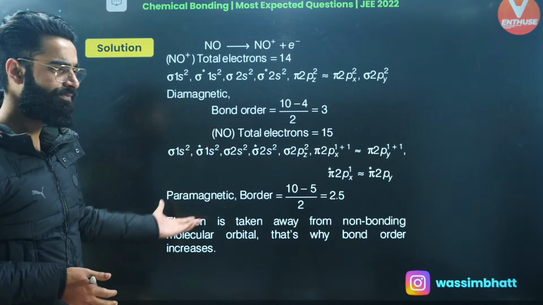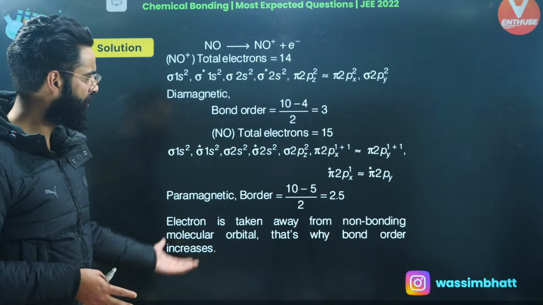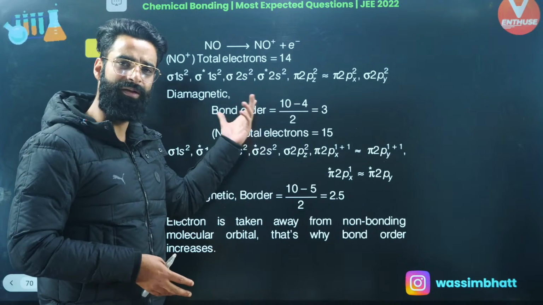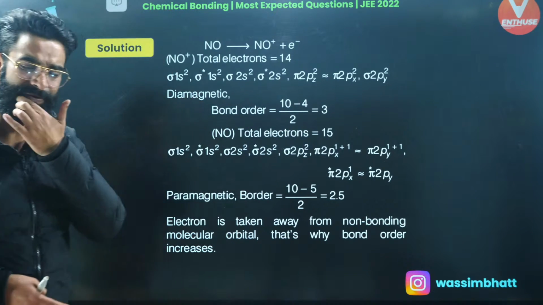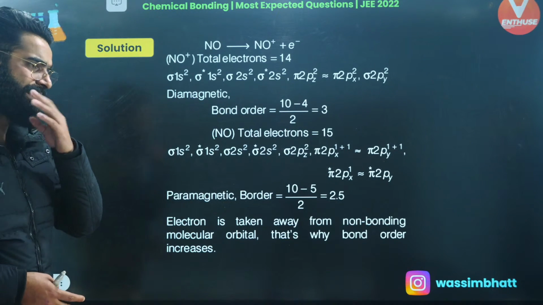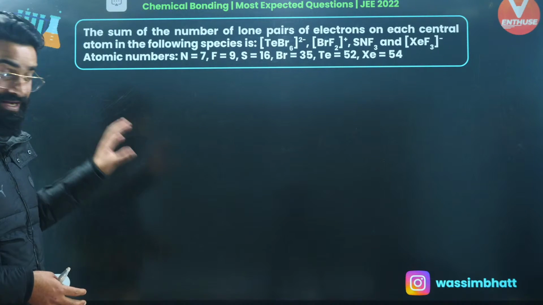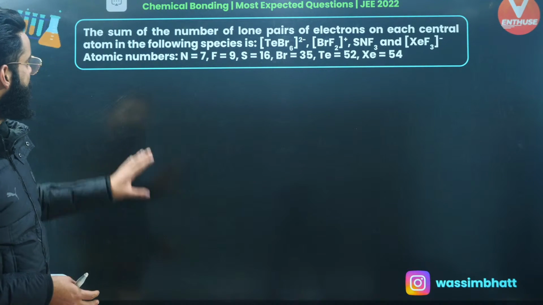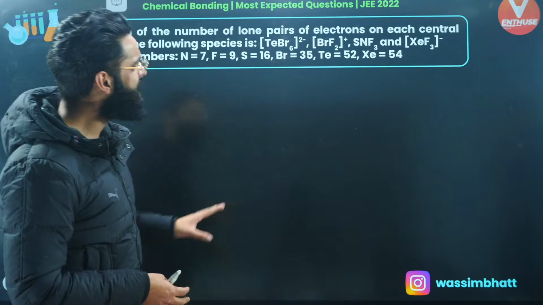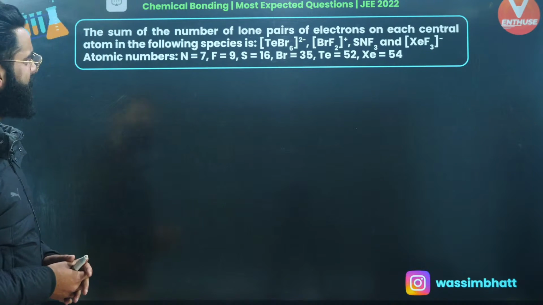Okay, we solved these sort of questions a few minutes back. Write their molecular orbital configuration, use the bond order formula, number of bonding minus number of anti-bonding electrons divided by 2, right? You'll get the bond order and then you can solve these sort of questions. We have solved many questions like this, okay? The sum of lone pairs of electrons on each of the central atoms in the following, right?